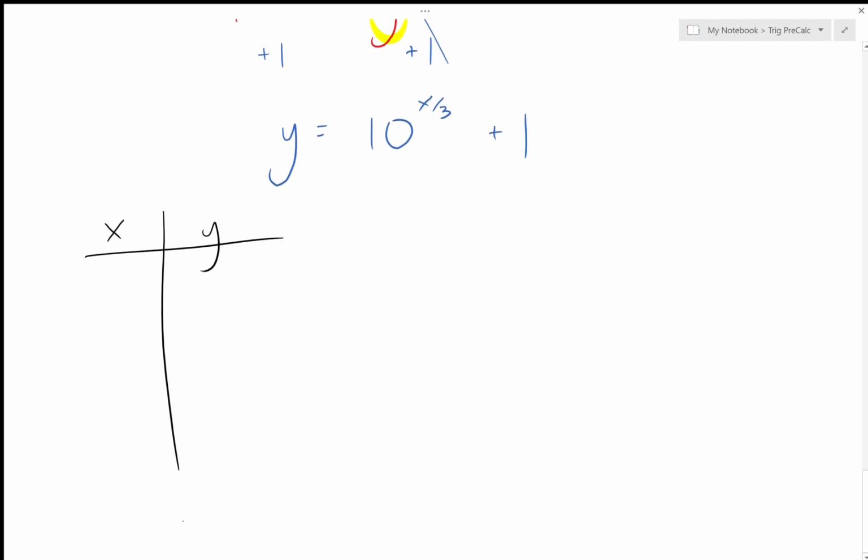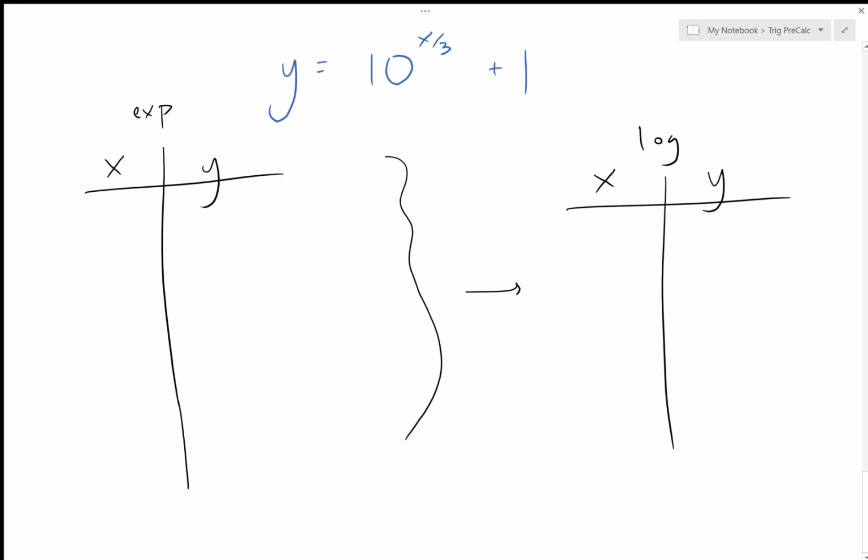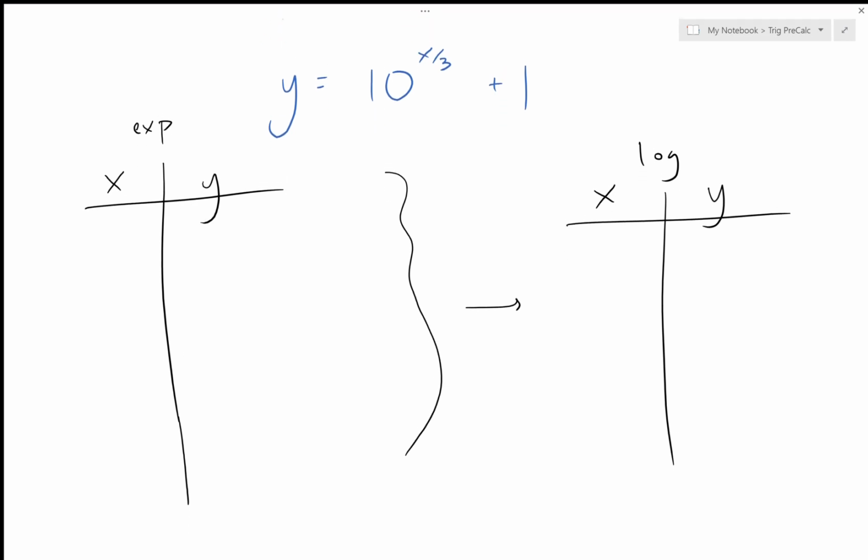Remember, what we're making right now is the exponential table. Eventually we're going to have to flip everything, reverse everything, and create the log table. Okay, so I'll just put that ahead of us. Eventually we need to flip everything, create the log table. So let's plug in the same numbers, -3, -2, 0, 2, and 3. And we're plugging all of those into this equation here.